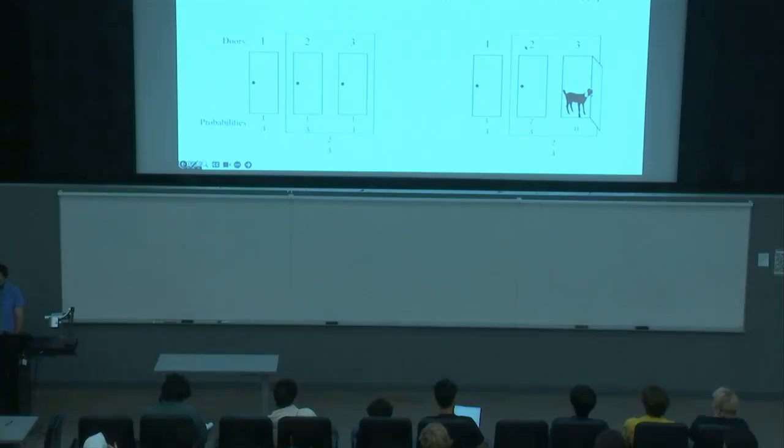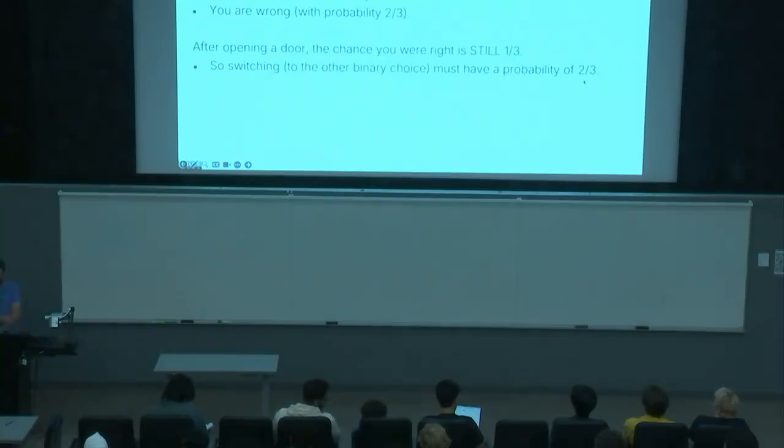So it's actually better to switch because you gained information about what was behind the other 2 doors, specifically that this was a goat and not a car. So you should switch. That's the short version of it. So basically, after opening a door, the chance you were right is still 1/3. So switching to the other one must have a probability of 2/3. And you can think about this more formally in terms of conditional probability, which we'll spend most of today talking about. But that's the short argument that maybe I've convinced you.